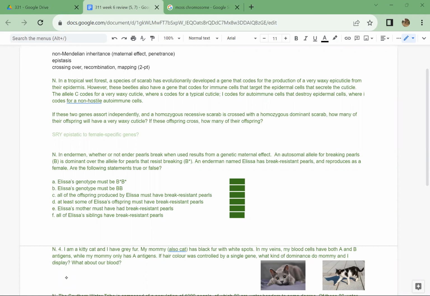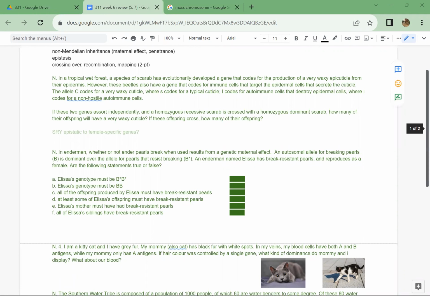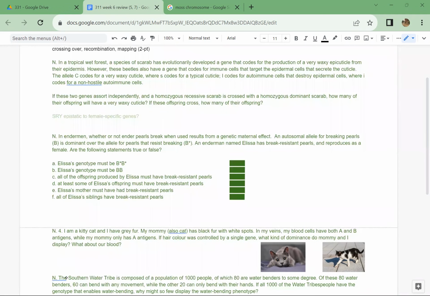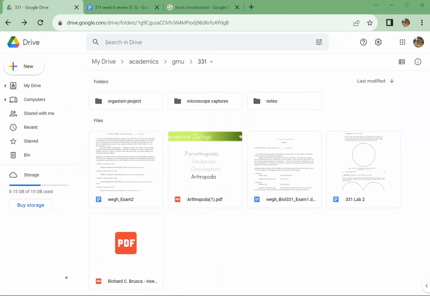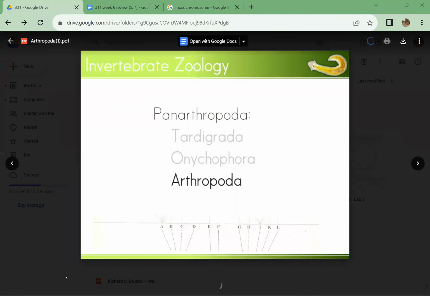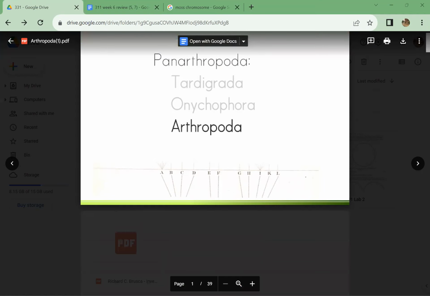Getting started. In a tropical wet forest, a species of scarab has evolutionarily developed a gene that codes for the production of a very waxy epicuticle from their epidermis. That can seem like kind of a jumbly mumble, so I will explain that. I also had a cool example yesterday, but it was a really bad example.